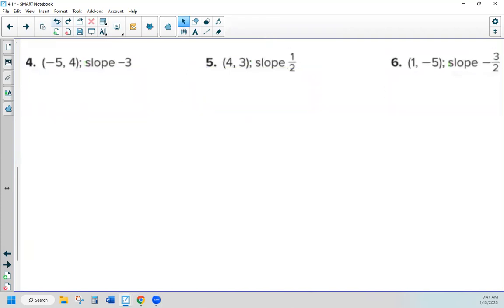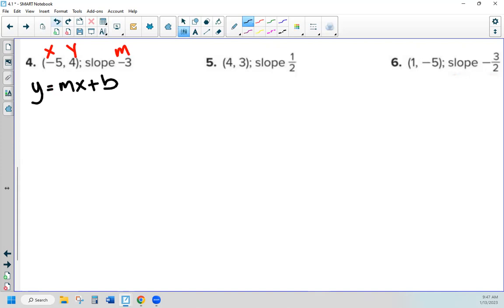Once again, I encourage you guys to pause this right now and try this out. Go, go, go. Let's do it. So we have a point given to us, an xy point, and a slope given to us right here. That means we can go ahead and say y equals mx plus b. We can substitute the y with a 4, the slope with a -3, and the x with a -5. The only thing that's not given to us, once again, is the y-intercept. That's why we have to find it.